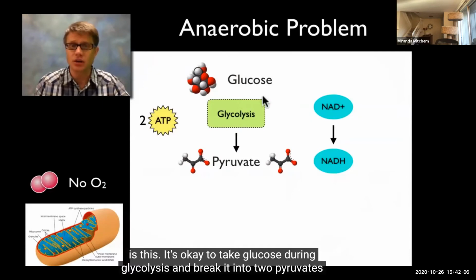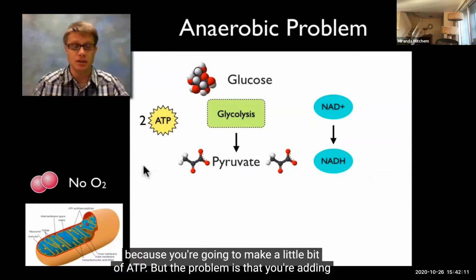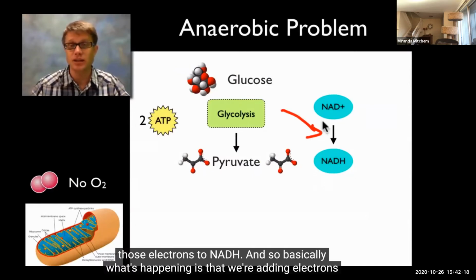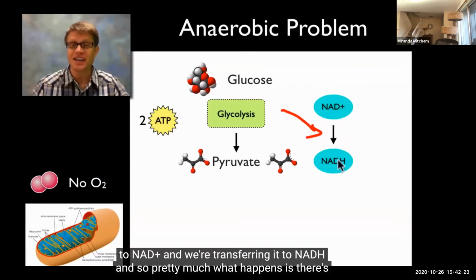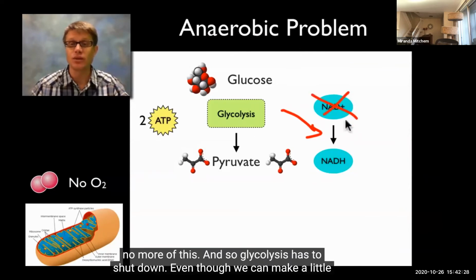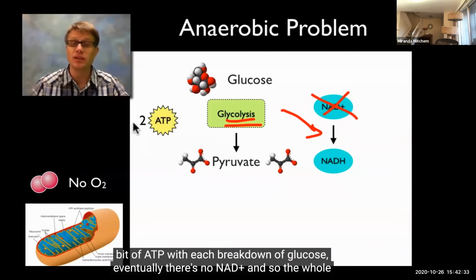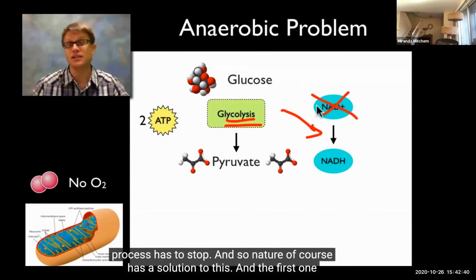It's okay to take glucose during glycolysis and break it into two pyruvates because you're going to make a little bit of ATP. But the problem is that you're adding those electrons to NAD. And so basically what's happening is that we're adding electrons to NAD plus, and we're transferring it to NADH. And so pretty much what happens is there's no more of this. And so glycolysis has to shut down, even though we can make a little bit of ATP with each breakdown of glucose. Eventually there's no NAD plus, and so the whole process has to stop.